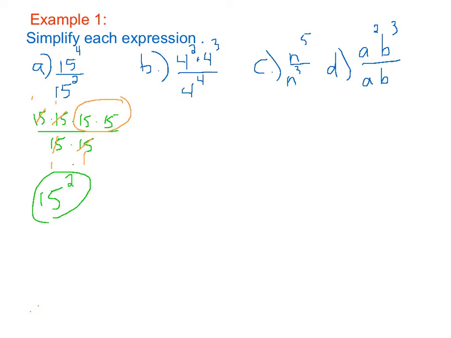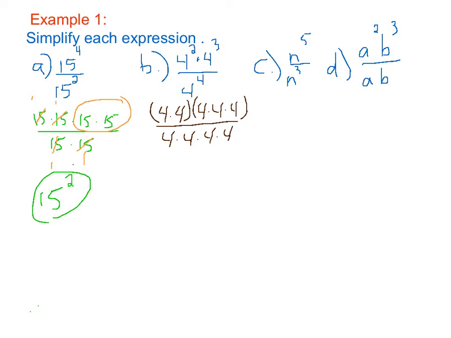Looking at part B, we have 4 squared times 4 to the third over 4 to the fourth. If we write this out in expanded form, we have 4 times 4 as part of it, and then we have 4 times 4 times 4, and then in the denominator we've got 4 multiplied by itself 4 times.